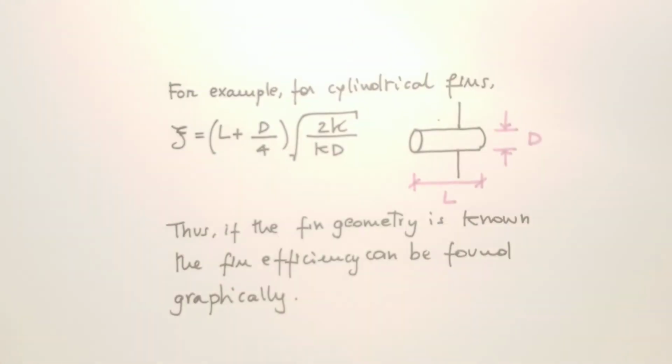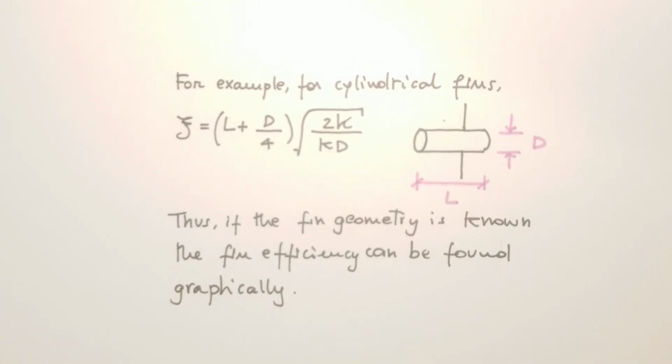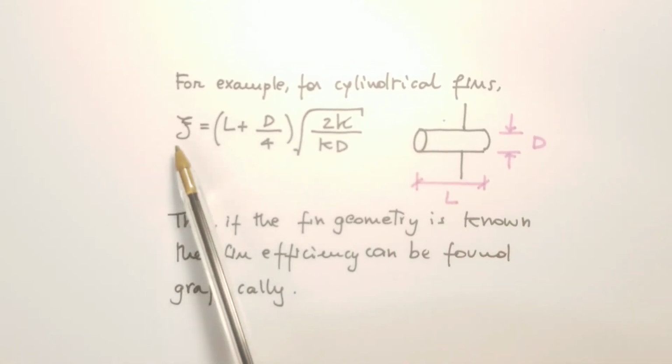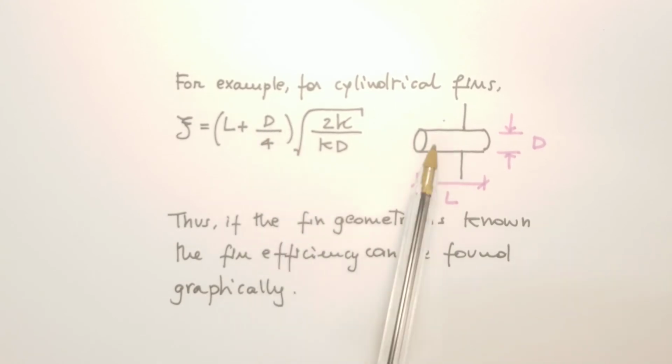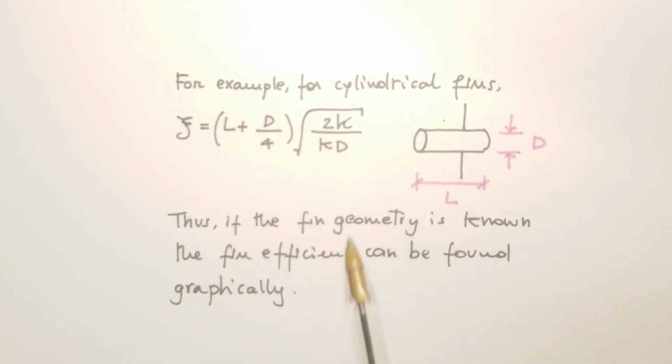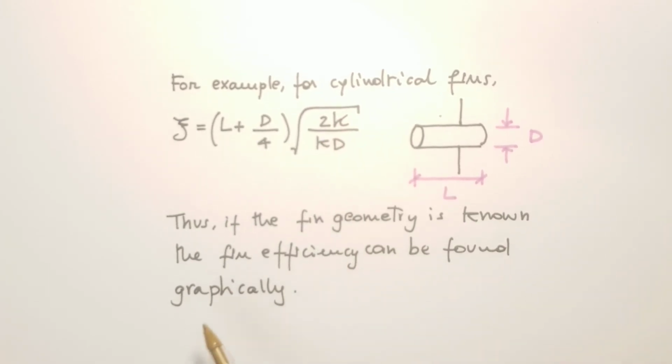So let's take an example, for example, a fin of cylindrical geometry, cylindrical cross-section. So C will have this expression. It's a function of the diameter of the fin, of the length of the fin, and of the thermal conductivity. So if the fin geometry is known, then the fin efficiency can be found through the graph.